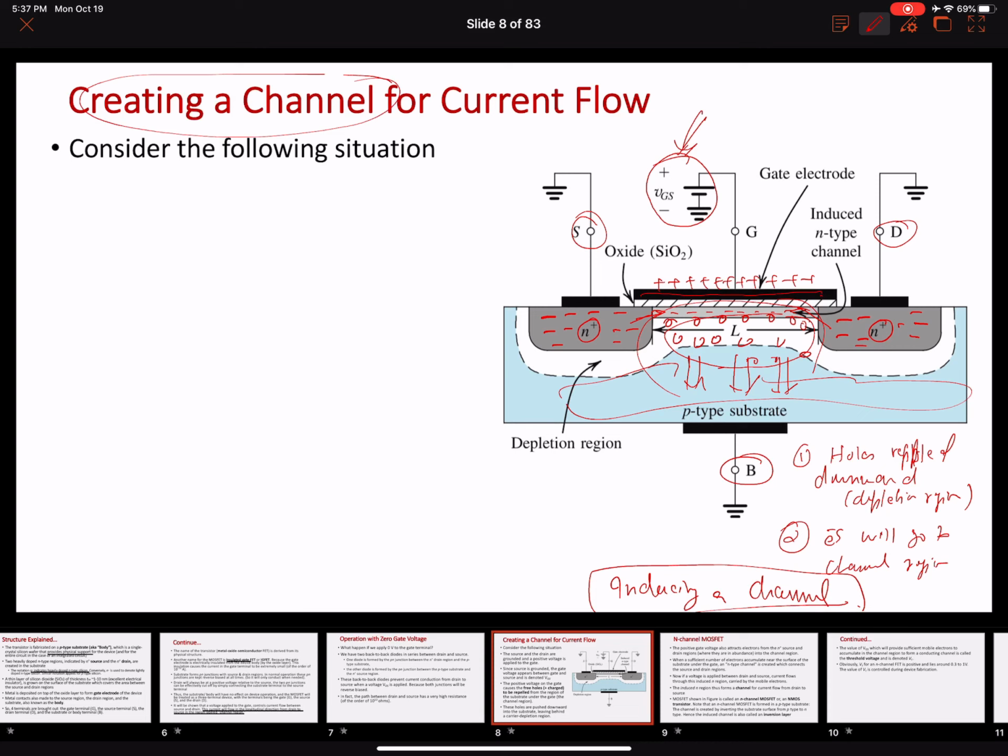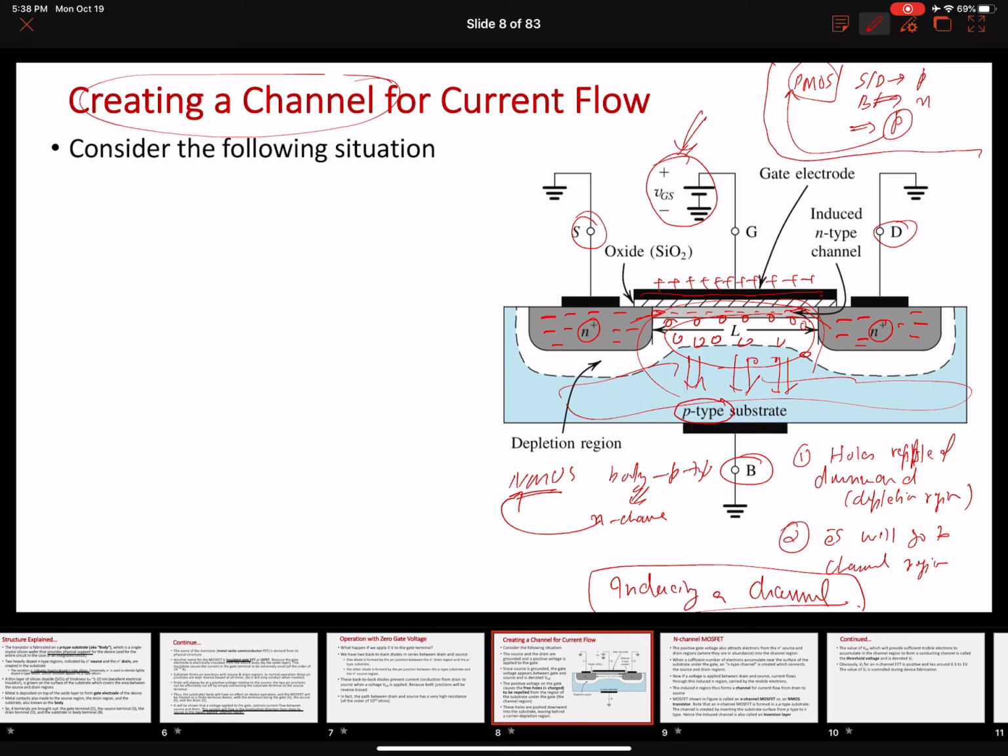Another important thing you may have realized by now is that in a P-type substrate, we ended up creating an N-type channel. So this is an NMOS. In an NMOS, your body is P-type and your channel is N-channel, which is why it is called an NMOS. Things are exactly opposite in a PMOS. In a PMOS, your source and drain are P-type, the body is N-type, and the channel will be opposite to the body, so the channel will be P-type. That is why the other one is called a PMOS. We are going to discuss the PMOS later.